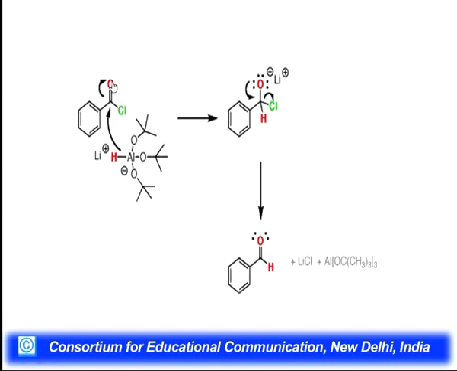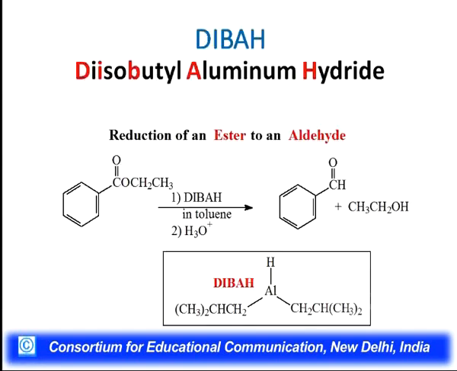So what happens in this case is, since we are having diisobutyl aluminium hydride, it will reduce an ester to an aldehyde. If you look into the structure of this reagent, aluminium is again attached to one hydride. So this reaction we carry out at low temperature, that is minus 78 degrees Celsius, and when we do the reaction with one equivalent of DIBAL, we get an aldehyde.